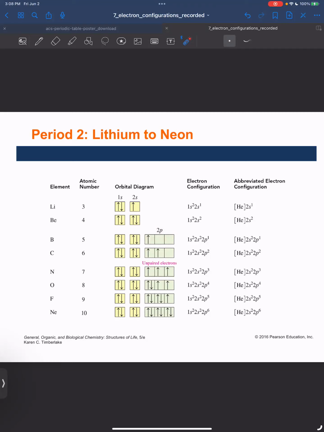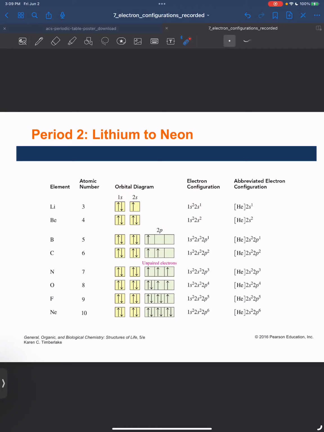All right, so starting with lithium, because it's atomic number 3, it has 3 protons, 3 electrons because it's neutral. So you would draw the box for the 1s orbital, the box for the 2s orbital. Each box can hold up to 2 electrons, so it'd be 1, 2, 3. So when we translate the orbital box diagram into electron configuration, we would write 1s2, 2s1, and that's the electron configuration for lithium.